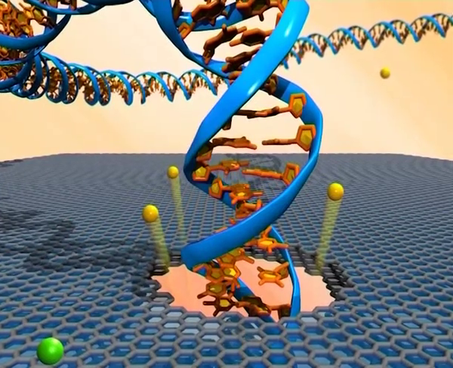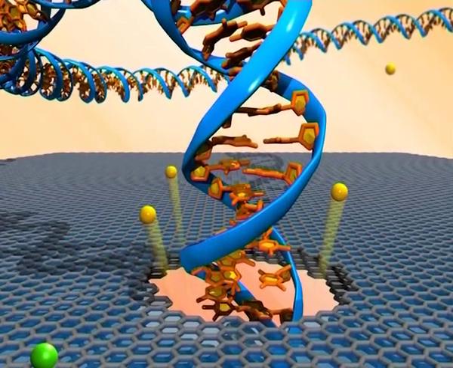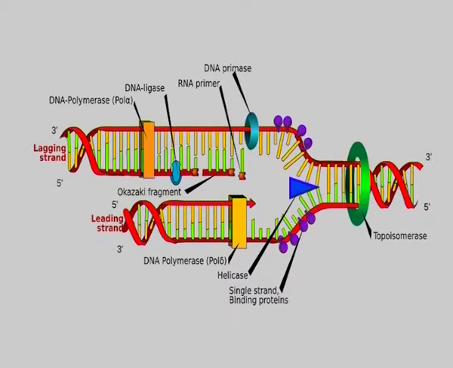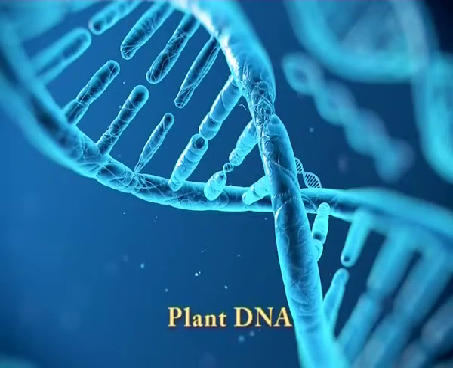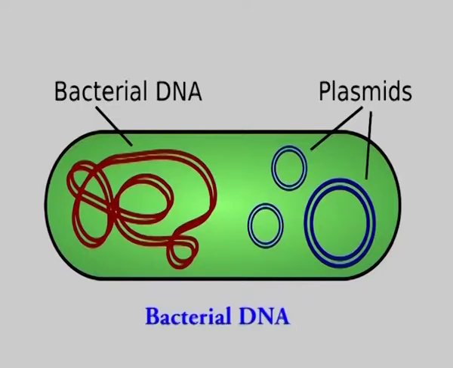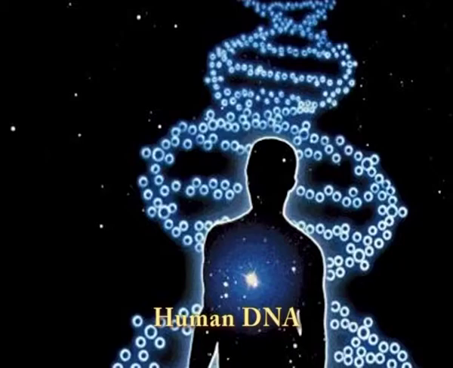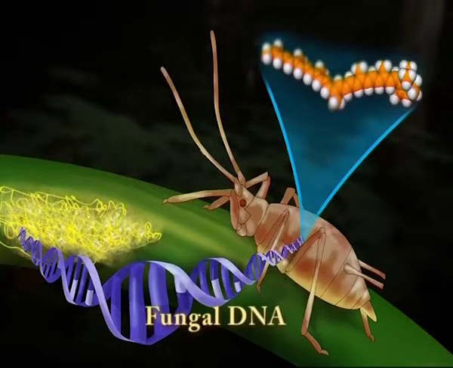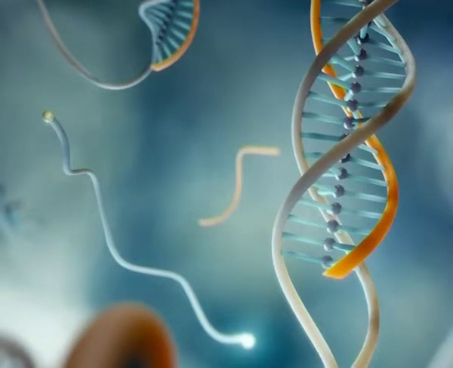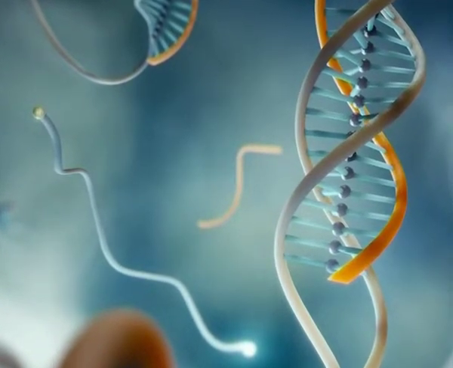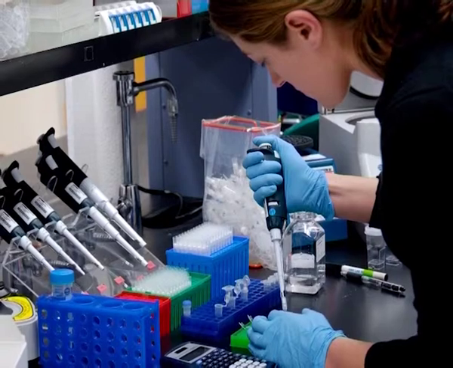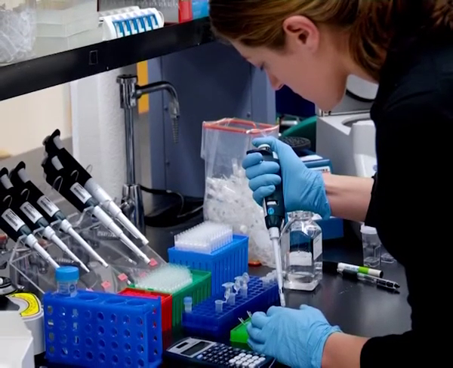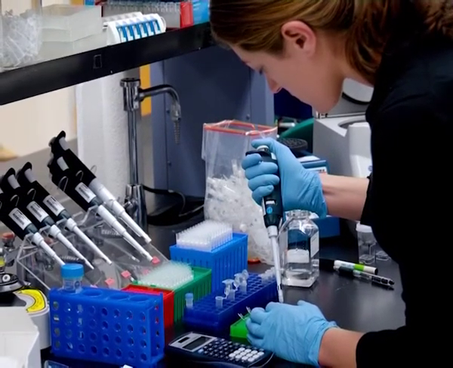The DNA sequences used in the construction of recombinant DNA molecules can originate from any species. For example, plant DNA may be joined to bacterial DNA, or human DNA may be joined with fungal DNA. In addition, DNA sequences that do not occur anywhere in nature may be created by the chemical synthesis of DNA and incorporated into recombinant molecules.